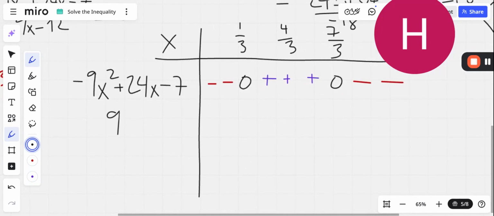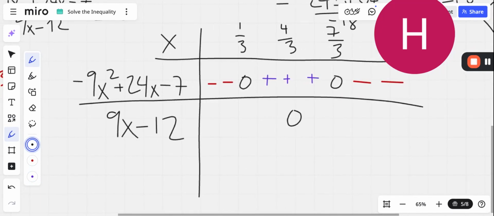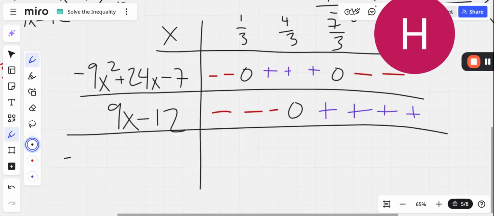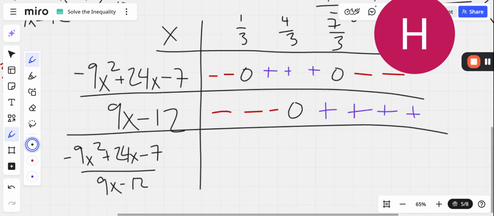Well, in the denominator of 9x minus 12, we get a 0 at 4/3. We have a negative to the left and a positive to the right. Now, because 9x minus 12 is in the denominator, the overall expression, which is the entire rational expression here, is going to be undefined when the denominator is 0, and it's going to be 0 when the numerator is 0.